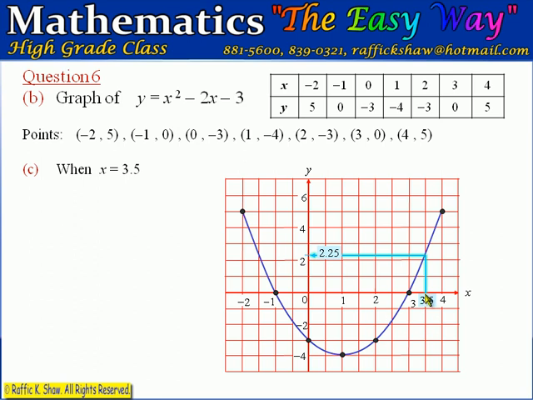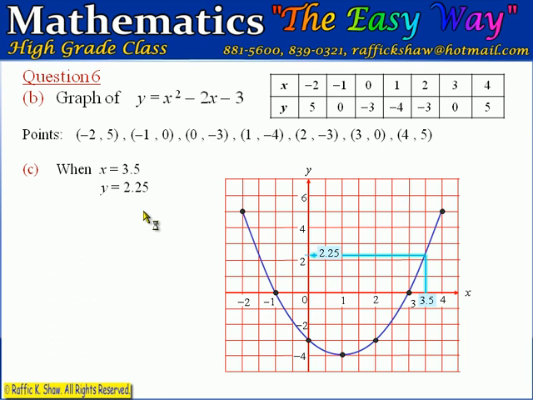So when x is 3.5 on the graph, at this point, the y value is 2.25. X is 3.5 at this point on the graph, and the y value at that point is 2.25 as read from the graph. And that's the answer for that part. Y is 2.25.